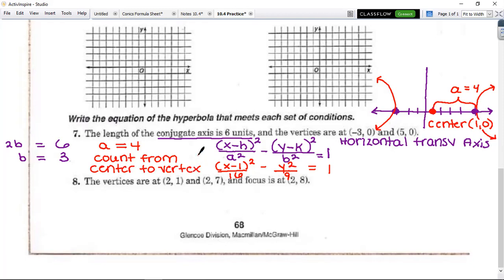Okay, and last, because I need to give you one that goes this direction finally, just so you understand it's no harder. So number 8, you have vertices located at (2, 1) and (2, 7). Focus is at (2, 8). So another picture. All right, so I have (2, 1) and (2, 7). 2, 3, 7, and I need 8.